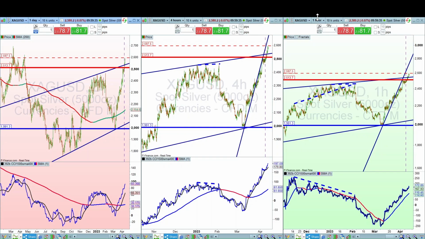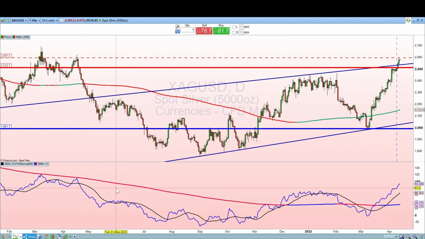Today's April 14, 2023. This is the spot silver price update. Got the daily, the 4 hour and the 1 hour, and overall you can see here they're all in a bullish momentum on all timelines. So let's drill down on each of them and see where we're headed.